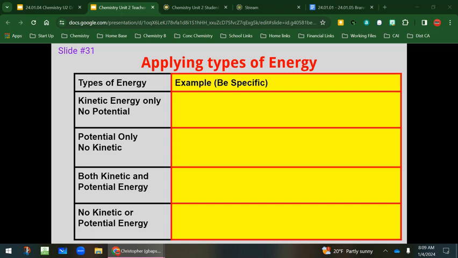Jacqueline, what do you got? Which one? The first one, kinetic energy. I have no potential, a person walking. Okay, I agree somewhat. Be careful. You're right, a person walking, but I'd like you to be a little more specific. Can someone help them out to guarantee that there is no potential energy there?